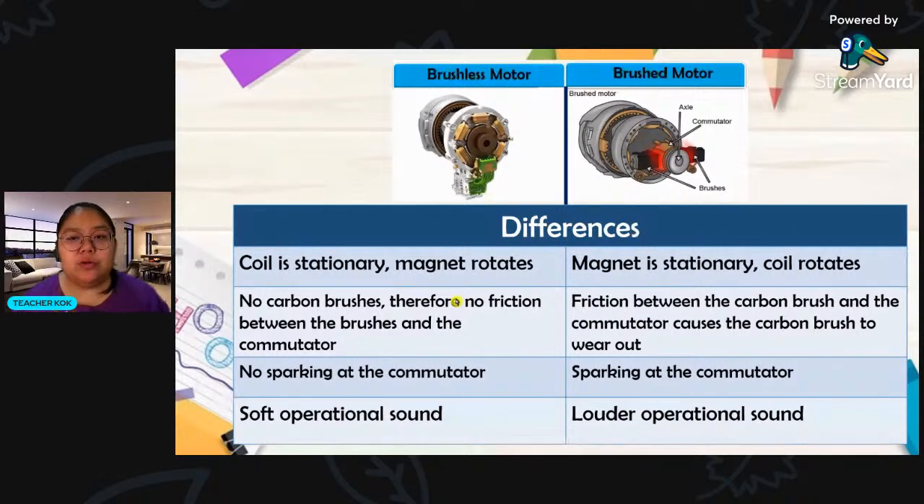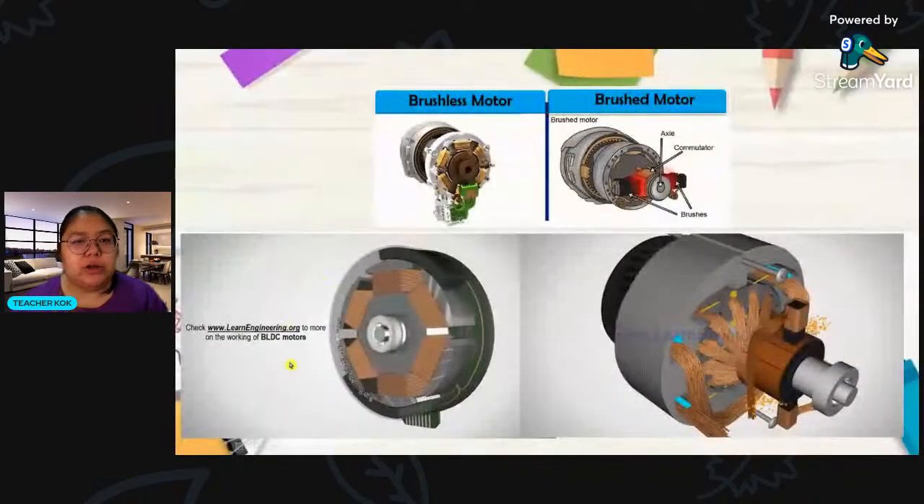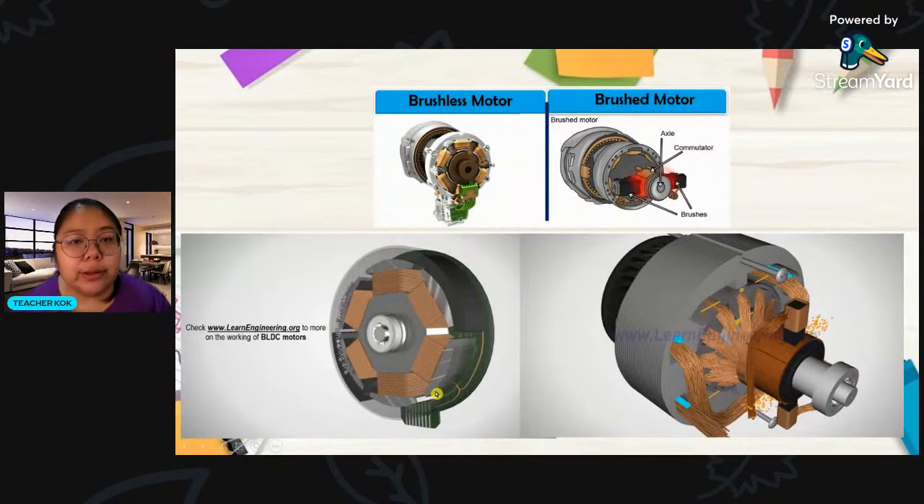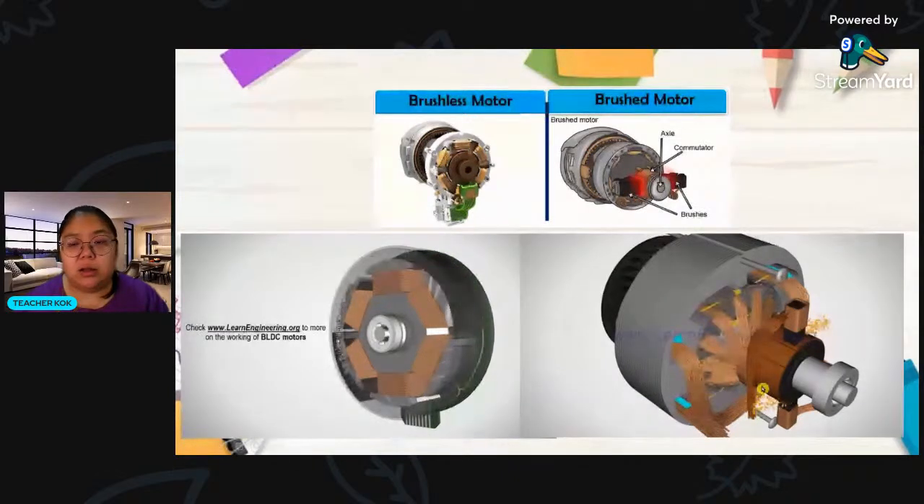So we go through to the next part. You can see how they function. This one is called brushless. The coil is fixed and only the magnet is turning. That means there's no need to use the commutator and no need to use the carbon brush. Only the magnet turns. This is the normal one we saw before, the brush motor. They have a commutator and also a carbon brush.